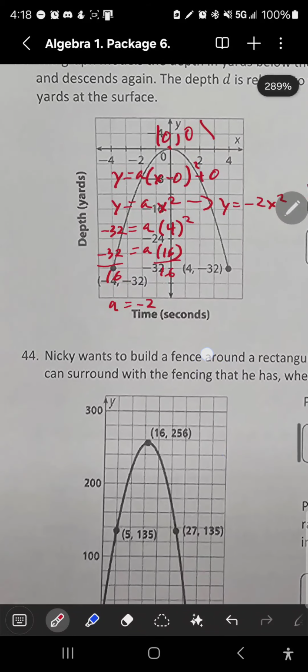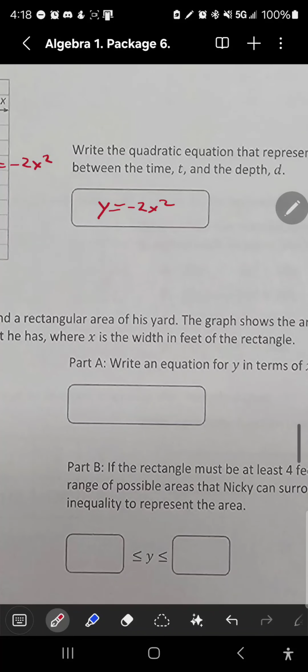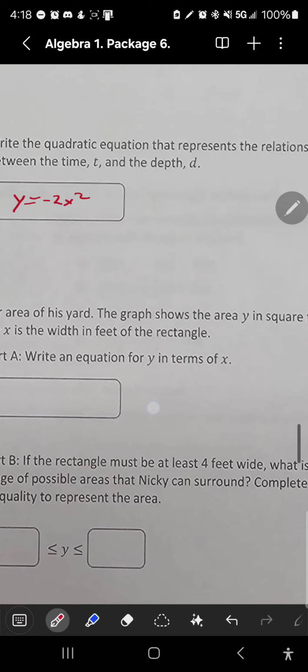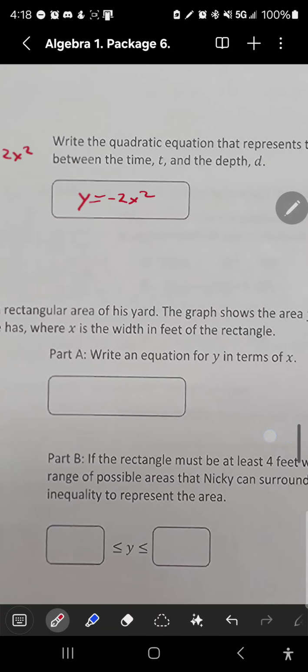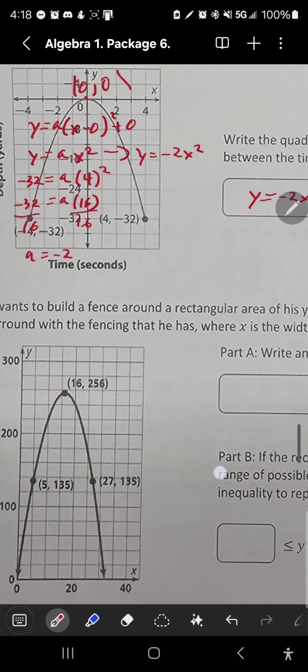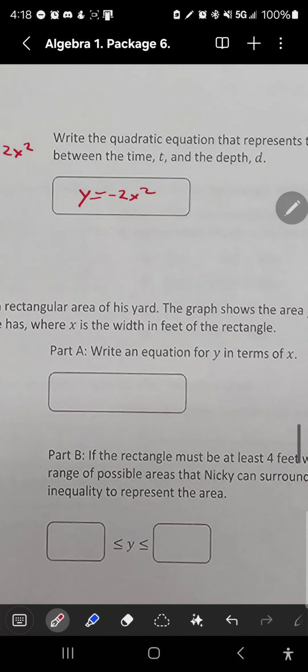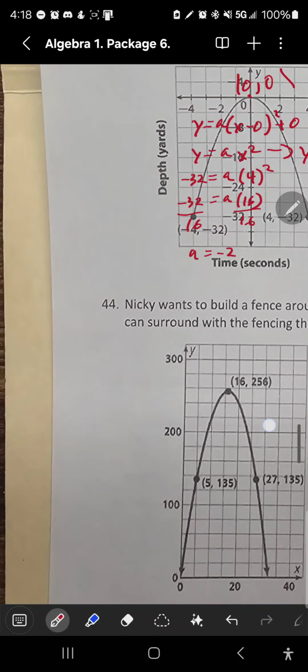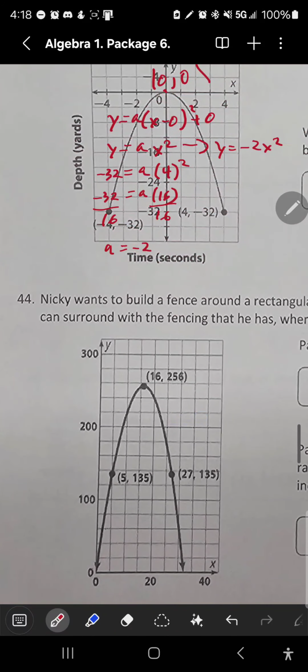Now here, they want to build a fence for a rectangular part of his yard. The graph shows the area in square feet that he has, where x is the width in feet of the rectangle. Write an equation for y in terms of x. Okay, so we just need to write an equation.